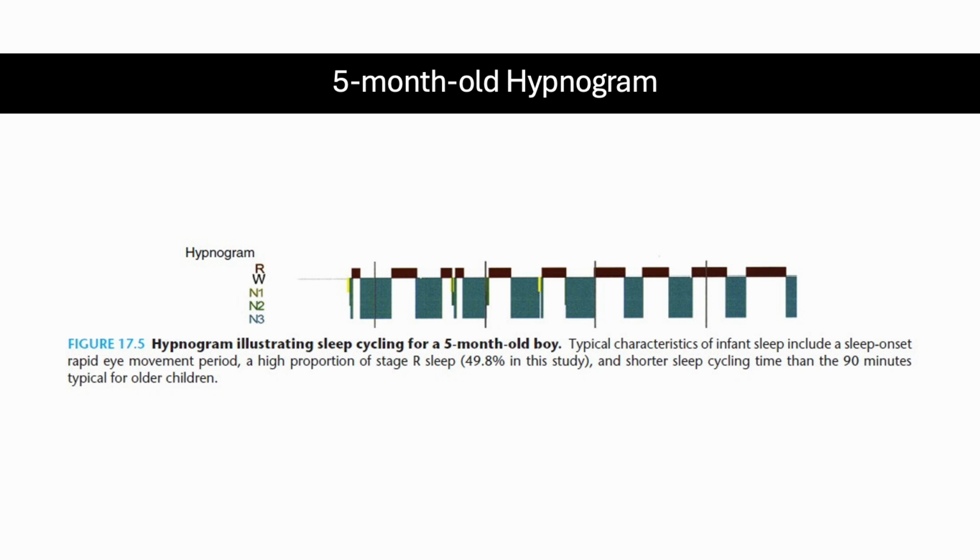Here's a hypnogram of a 5-month-old, and it just shows you the cycles through time. There are so many cycles, and part of the reason is because their cycles are shorter than the typical 90 minutes that older children show. Infants and babies also sleep half active, half quiet. But when we talk about infants more, we'll go over infant sleep staging a little bit more.